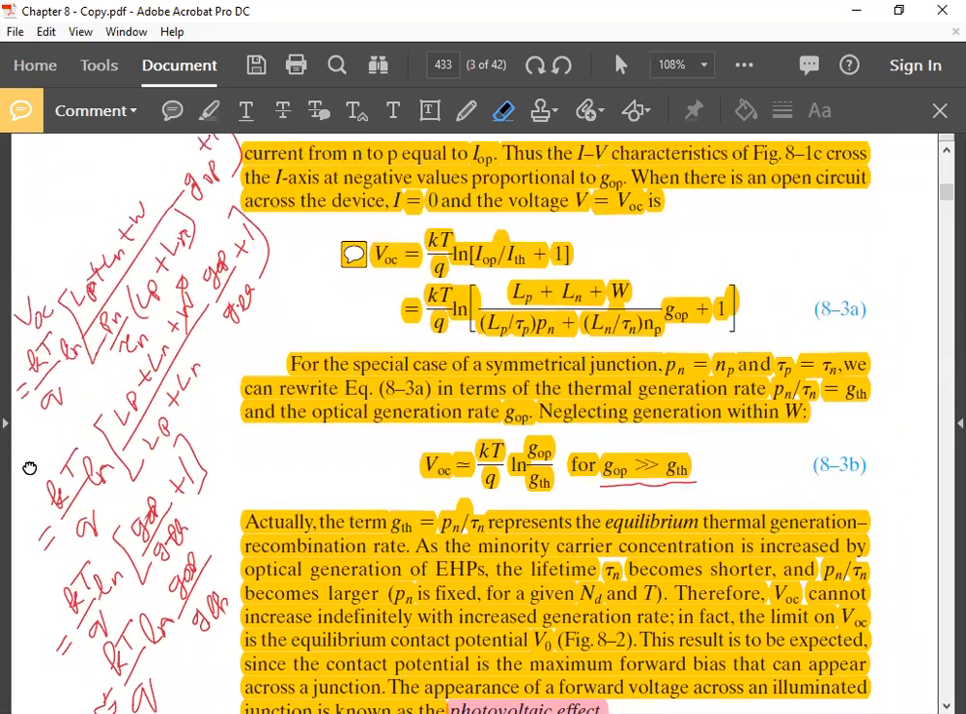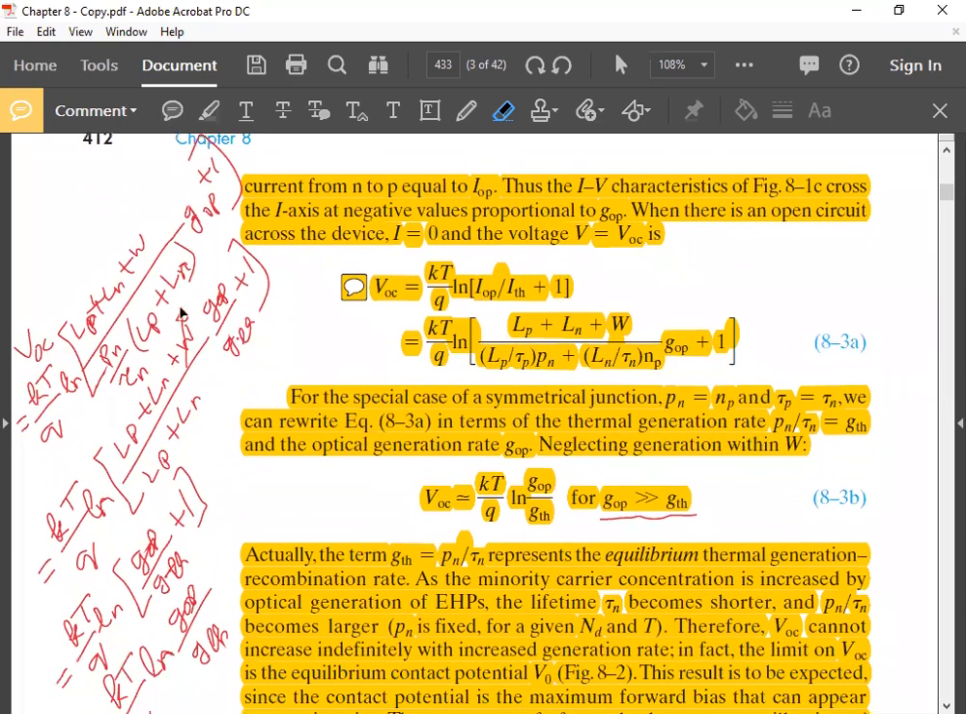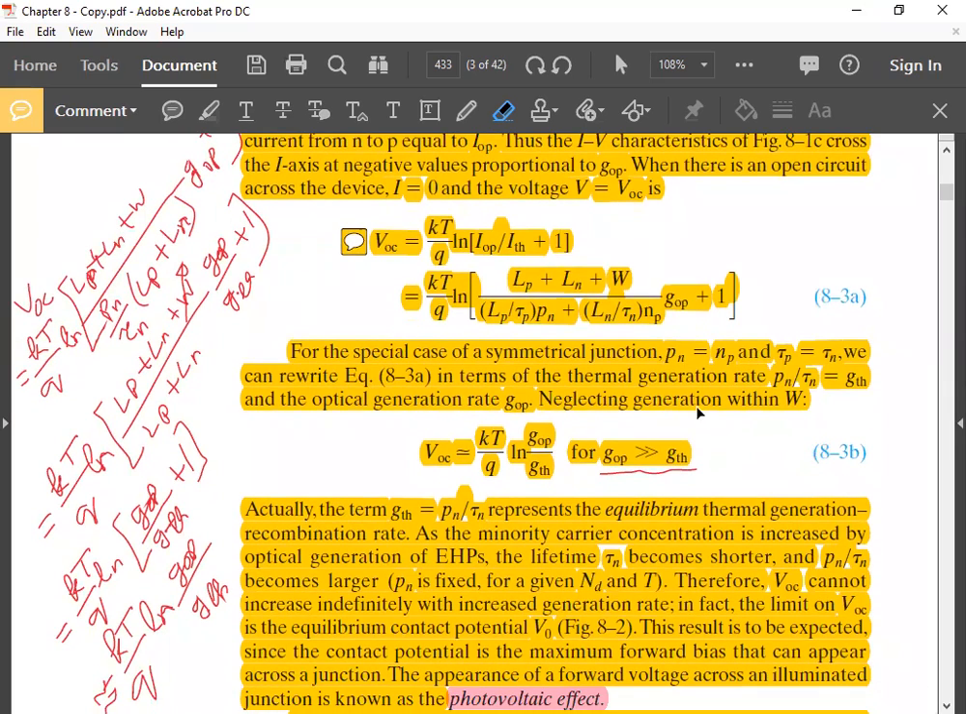Okay, so here this pn by tau n is G thermal, so G_op by G thermal, and here actually W has been ignored, to do the simplification, to cancel numerator and denominator. So neglecting generation within W. Sir, normally we neglect this, meaning we consider hole concentration on one side and the other on the other side, but generation continues in the depletion region, sir. Definitely within the depletion region there will be generation, most definitely.